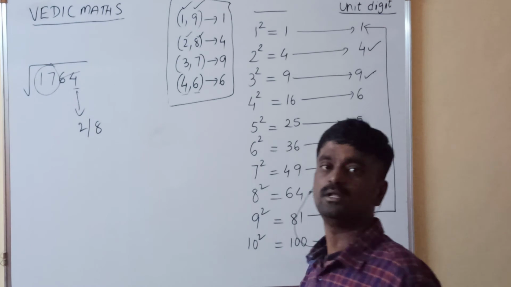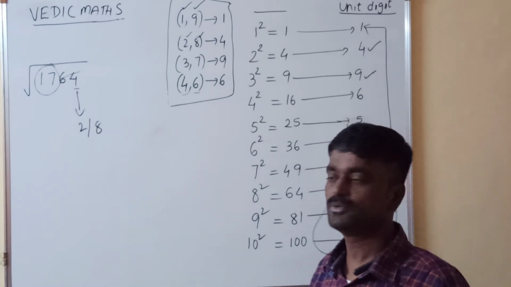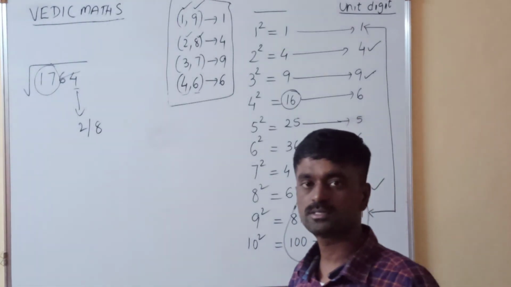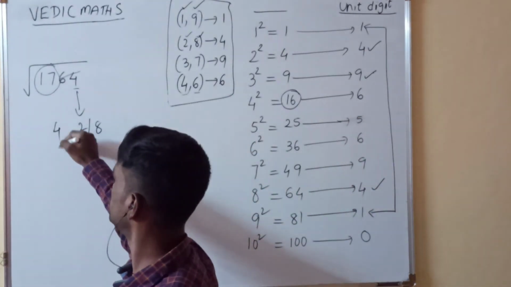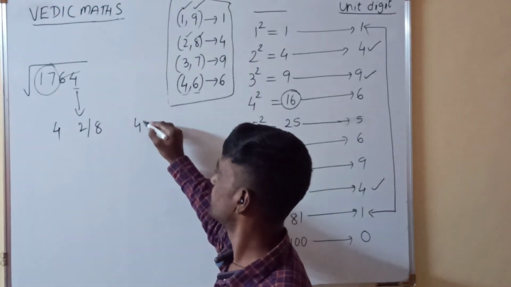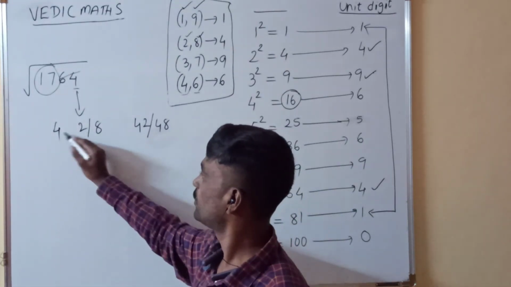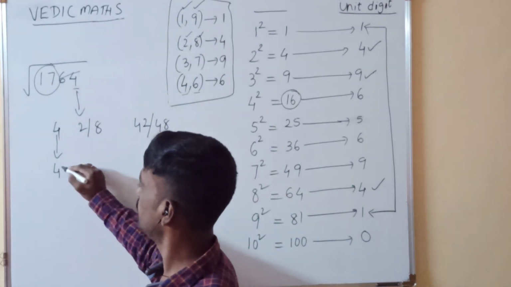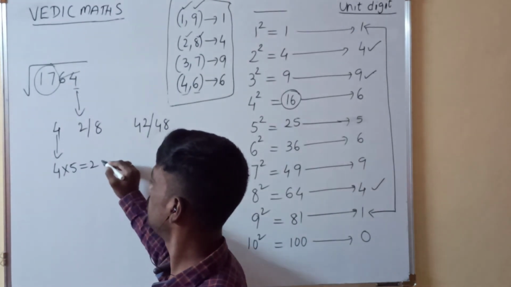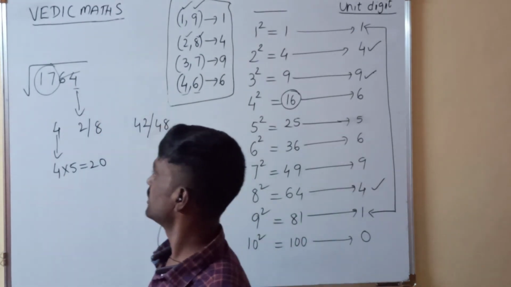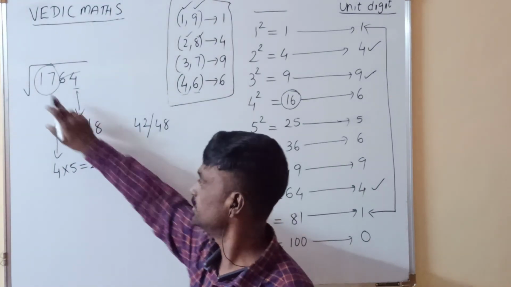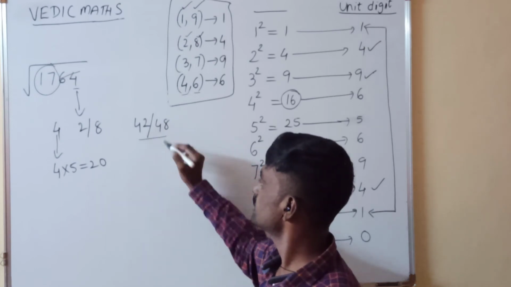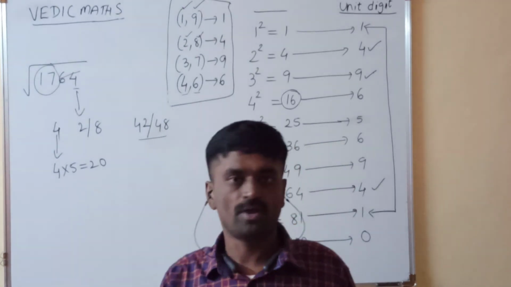17. Now tell me, what is the perfect square just before 17? 16. Correct? What is the square root of 16? 4. So write 4 here. So the answer will be either 42 or 48. Now tell me, what is the number after 4? 5. So 4 into 5 is what? 20. Now this 17, whatever number is left, is more than 20 or less than 20? Less than 20. Then among these two, whichever is the smaller, that number we have to take.